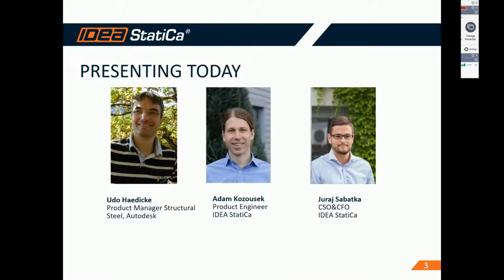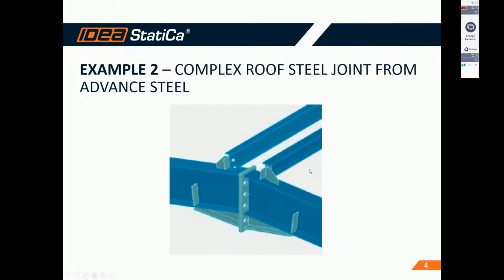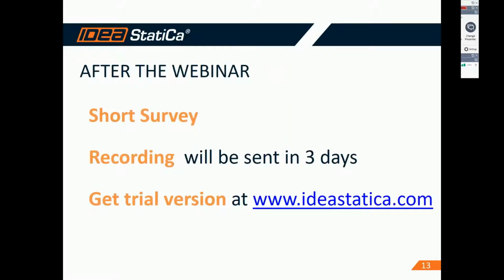We prepared content for today in two regards. One is an overview of the connected workflows at the BIM table, and then we'll pick two examples from them, and we'll take a closer look at how to do code checking, structural design of complex steel joints. The first one will be from Revit, the second one from Advanced Steel.